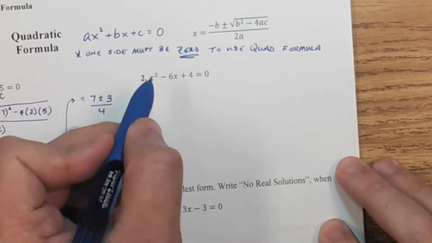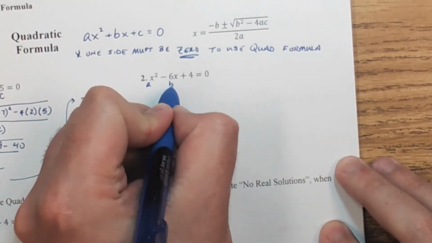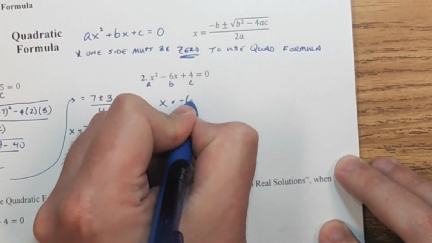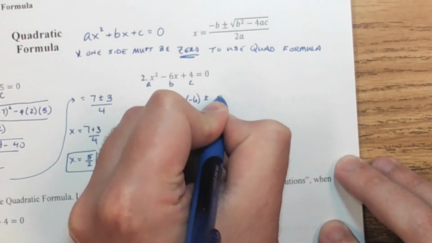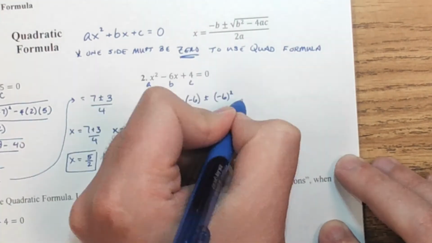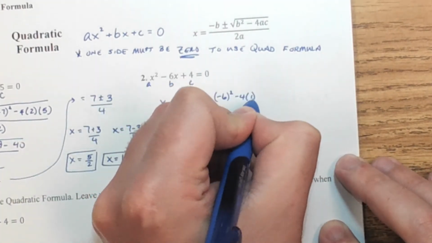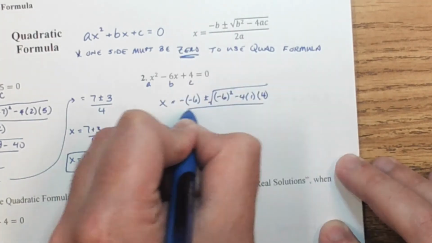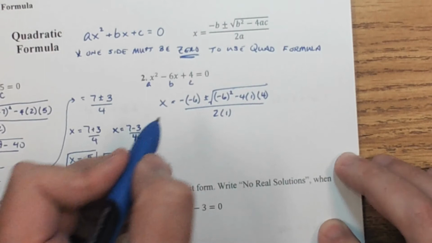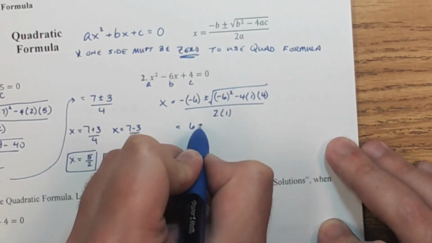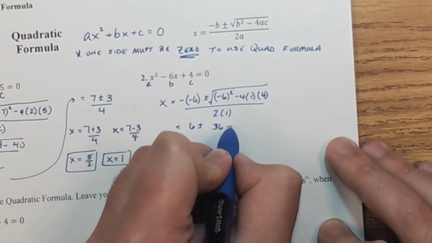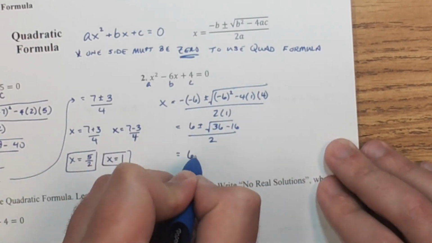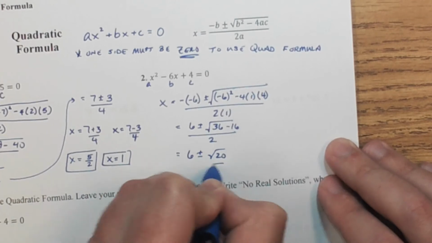Number 2, same deal, right? We have a, b, c. So x equals negative b plus or minus square root of b squared minus 4 times a times c, all over 2 times a. Okay, so that would turn to positive 6. That would be 36 minus 16 over 2. So 6 plus or minus the square root of 20 over 2.